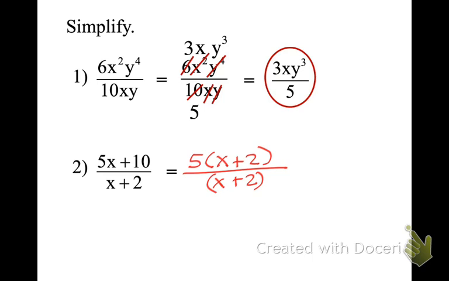So what would I do next? Yes. You would cross cancel out x plus 2. Good, and I am left with 5. So notice, I didn't cross-cancel the x's, I cross-canceled the binomials. You cannot take a piece of a binomial.